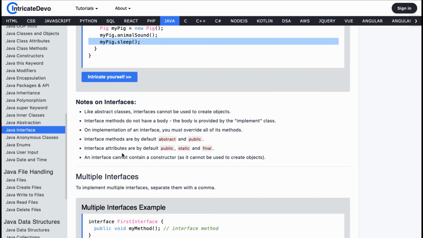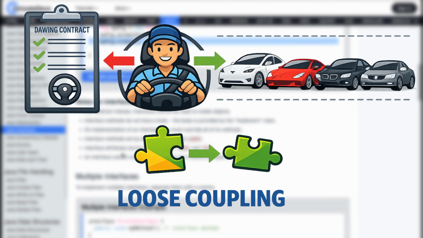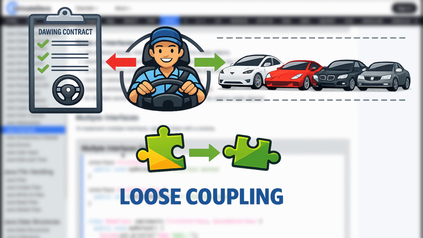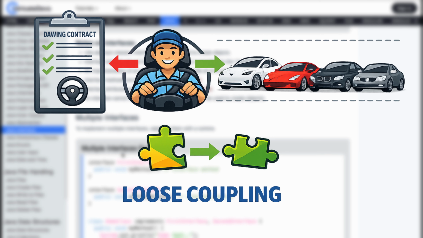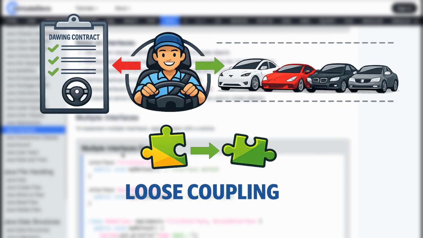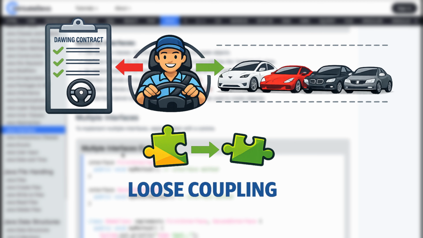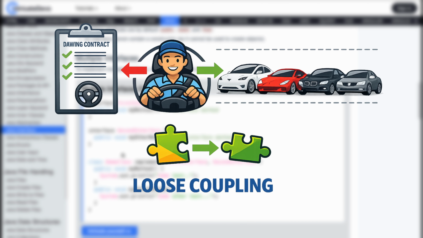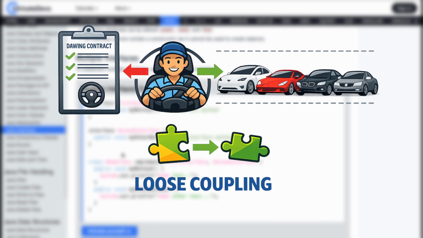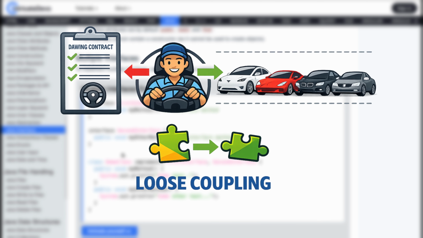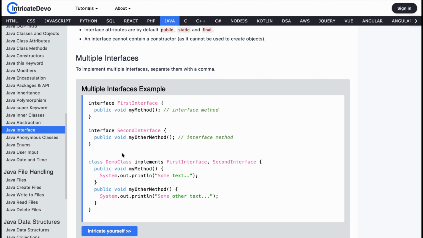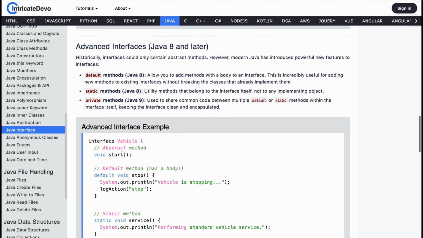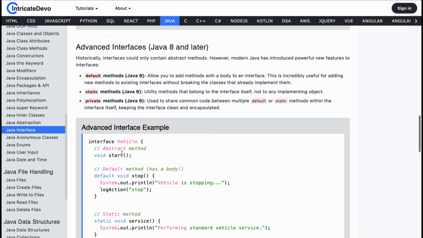This sounds complicated, but it's actually simple. Imagine hiring a driver. You only care that they can drive. You don't care whether they drive a Honda, Tesla, BMW, or Ferrari, as long as they follow the driving contract. Similarly, your code can depend on an interface instead of a specific implementation. Later, you can replace the implementation without changing the rest of your code. That's called loose coupling. And it's one of the reasons professional software remains flexible and maintainable.